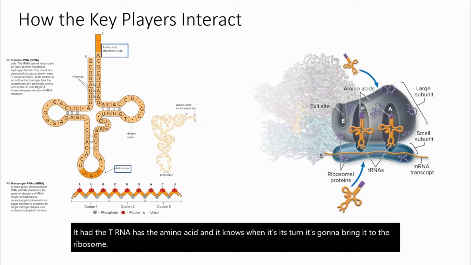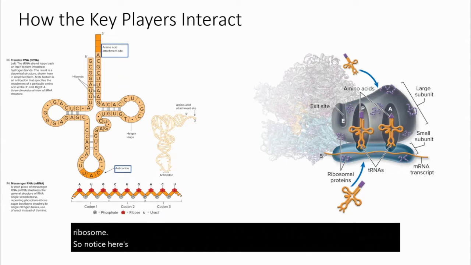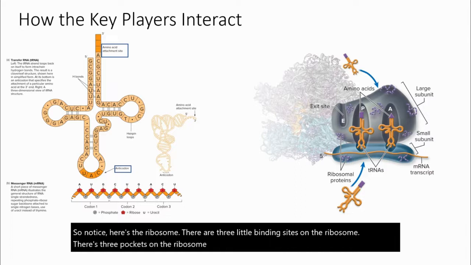Okay, so notice here's the ribosome. There are 3 little binding sites on the ribosome. Well, there's 3 pockets on the ribosome. There's 2 actual places where a transfer RNA molecule can bind. That's in the P site and the A site.